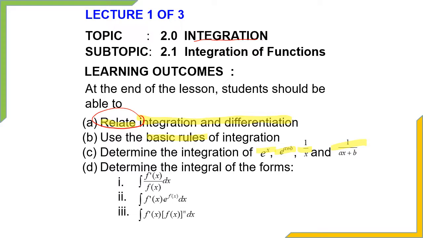And lastly, to determine the integral of the form, we have these three special forms. The first one is f prime x over f x. The second one is f prime x multiplied with e to the power of f x. And the last one is f prime x multiplied with f of x all to the power of n. Okay, so let's start.